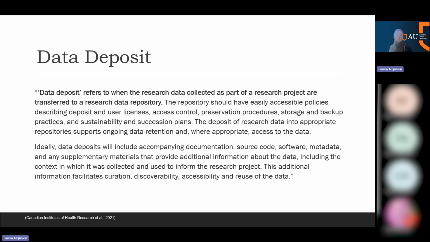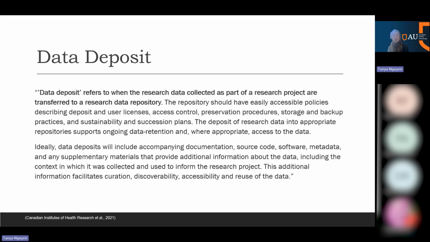This definition was pulled out of the tri-agency policy because they use this terminology and it's specific to Canada's context. In the case of US funders, they talk more about data management. And in Canada, we talk more about data management plans and data deposit requirements. So a data deposit is research data that's collected as part of the research project and transferred to a data repository.